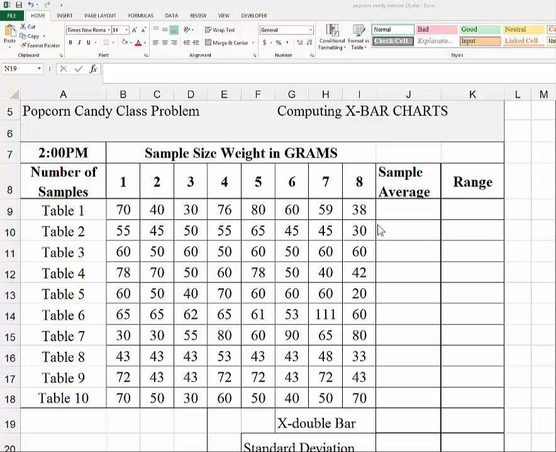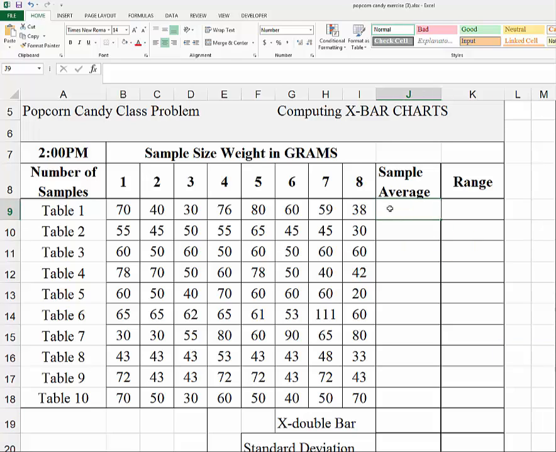So what you see in front of you, of course, is each of the tables, 8 observations. So it's important to note here that the sample size for this problem is 8 because it consists of these 8 observations for each of the tables. So the first thing we want to do is create the sample average.